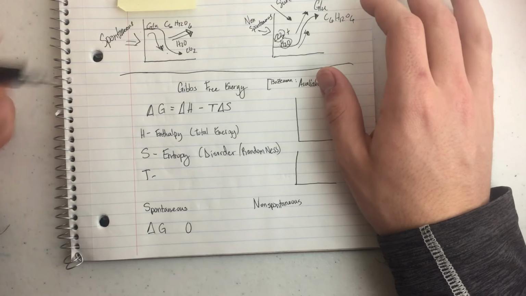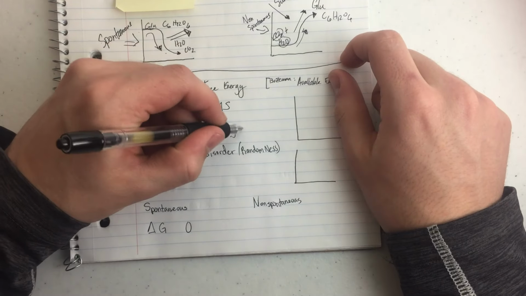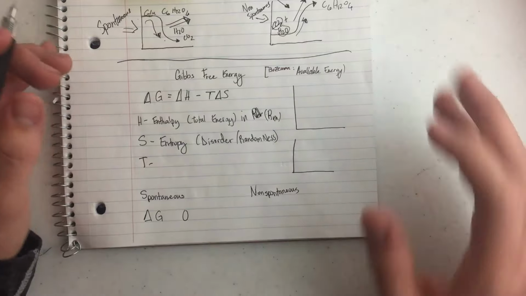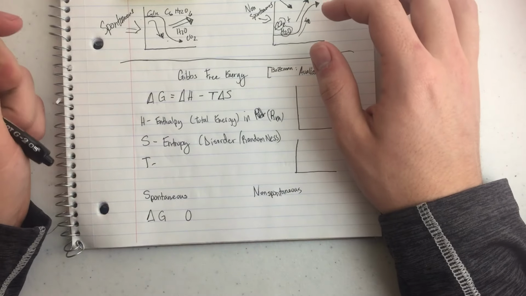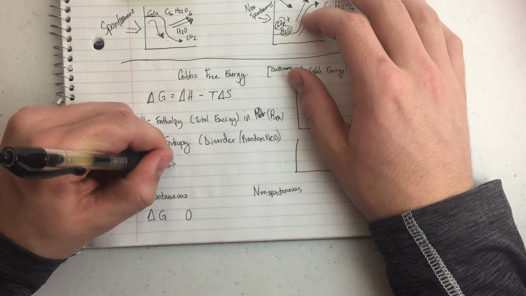H is going to represent enthalpy, or total energy. This is like energy in the reaction. We abbreviate reaction RXN where I go to school. And then S is going to be entropy, which is a measure of disorder or randomness. So I just think of entropy like my room. Everything wants to move towards disorder. And then T is the temperature.